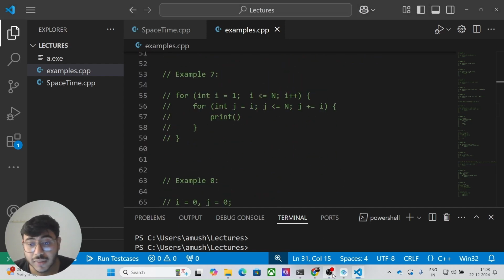Let's talk about example number 7. So here we have what? i equal to 1, i less than or equal to n, i plus plus, for j equal to 1, j less than or equal to n, and j plus equal to i. Okay, this one is actually quite tricky. Why is it tricky? Let's see. Take a good look at it once. I hope everyone has seen it.